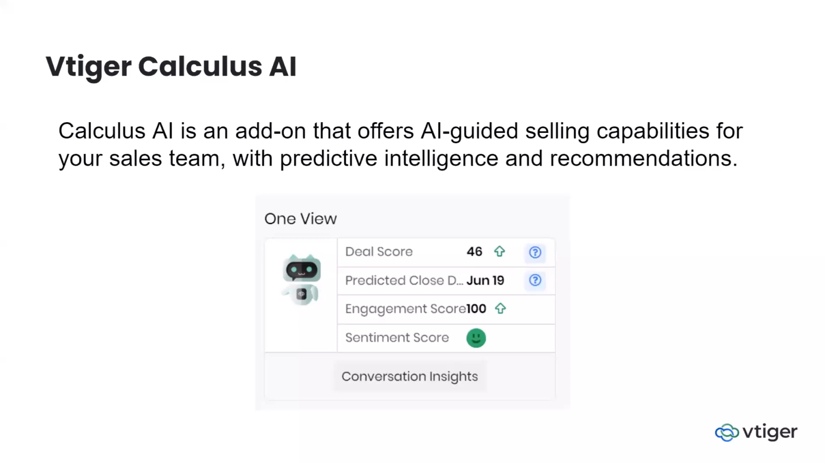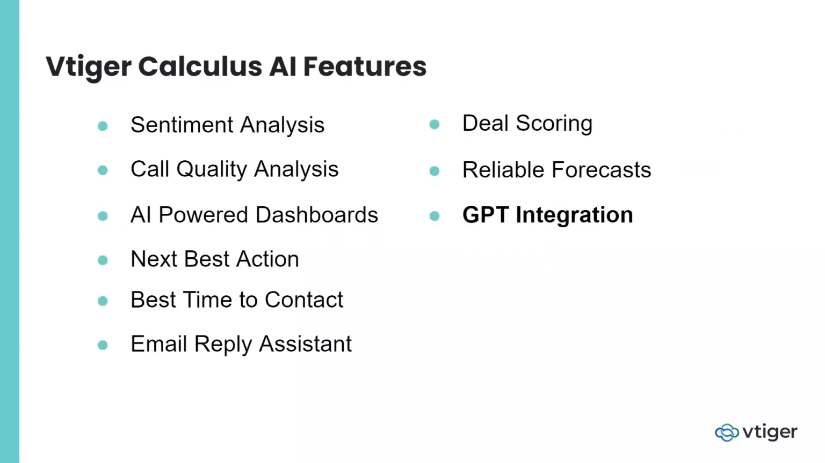There is also an engagement score. That's just how often you are speaking with the prospect linked to the deal. On top of that, we do have a sentiment score that's based off analyzing calls and meetings with the prospects. There are a number of other features that come with Calculus AI.